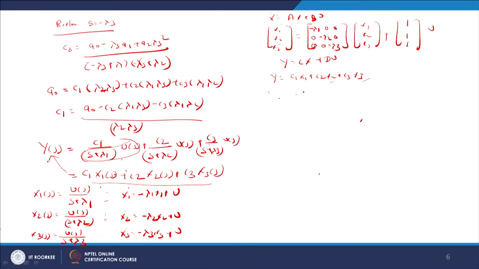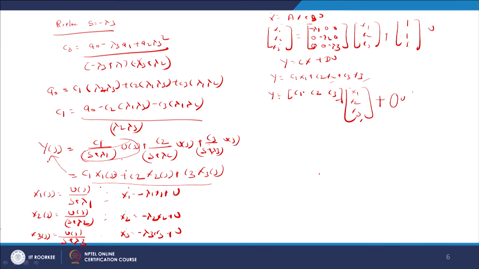Now we write the equation for y equals c1, c2, c3 times x1, x2, x3 plus, is there any term of D? No, you will find that there is no term of D present. So we can write this as 0 into u. Therefore your final equation is y equals Cx plus Du. So we got the A matrix, the B matrix, and this is the C matrix.